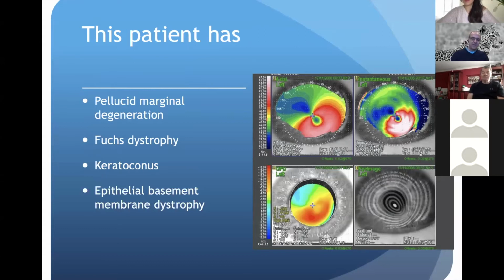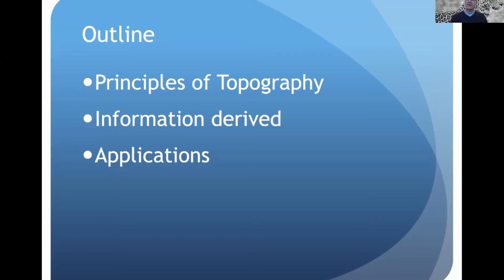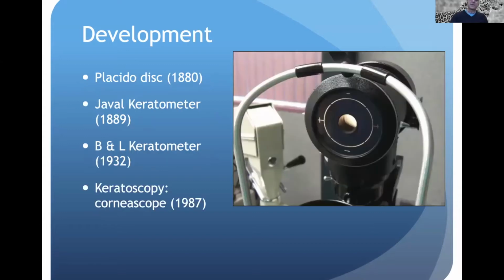So with that introduction, we'll go on to talk about some of the principles of corneal topography and the information that we're able to derive from it. And then we'll go on to discuss where it's useful and the clinical applications that we use corneal topography on now on a daily basis. It's hard to imagine life without corneal topography.